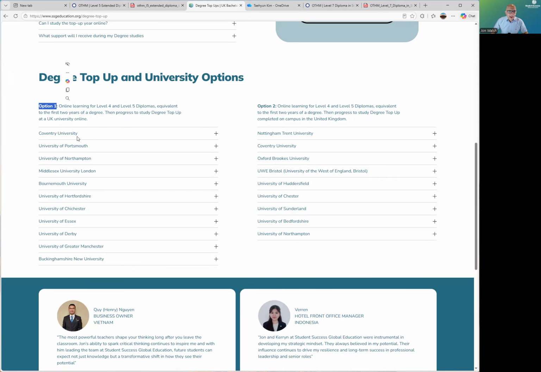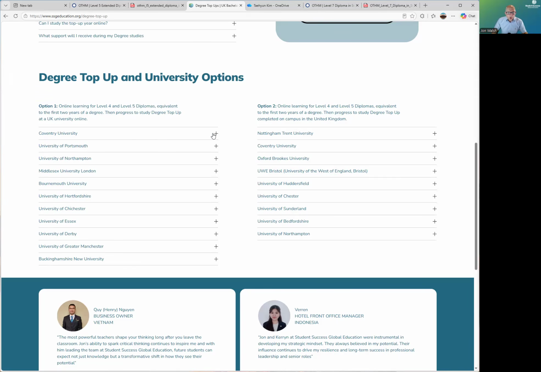So what you can see here, for those students who want to study the final year of the degree, a top-up degree, and complete online, you can see we've got a number of universities: Coventry University, the University of Bournemouth, University of Northampton, Middlesex University London, Bournemouth University, University of Hertfordshire, University of Chichester, the University of Essex, the University of Derby, University of Greater Manchester, and Buckinghamshire New University.